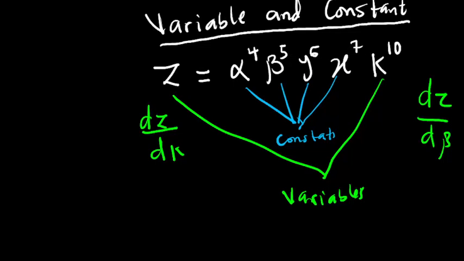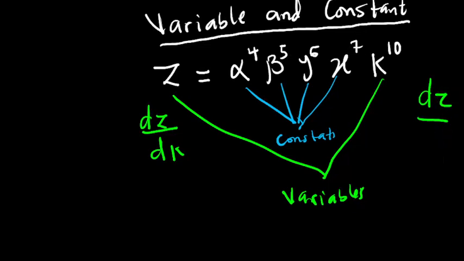And why do we always have z here? Because z is the subject of the formula. And this kind of differentiation is called explicit. We are still going to look at implicit as well, but this is explicit. So please try to understand the idea of variable and constant.